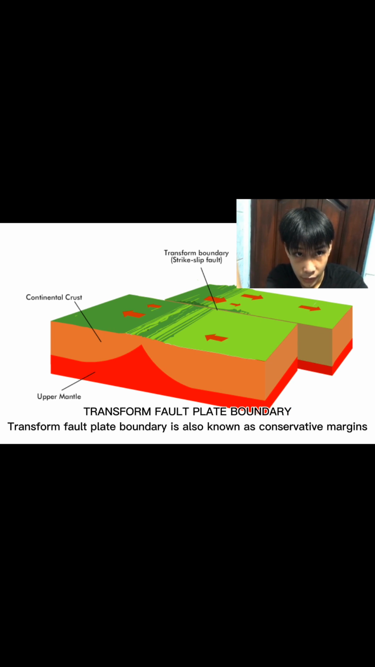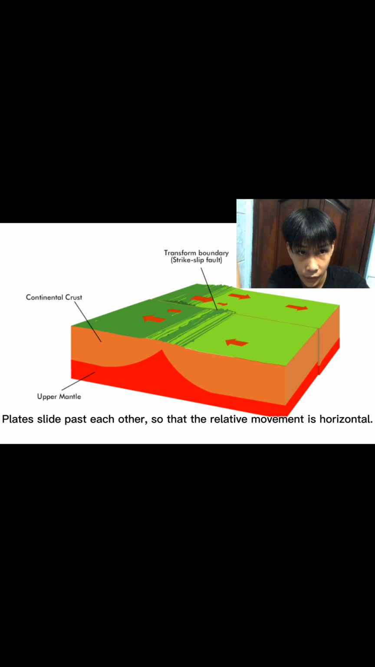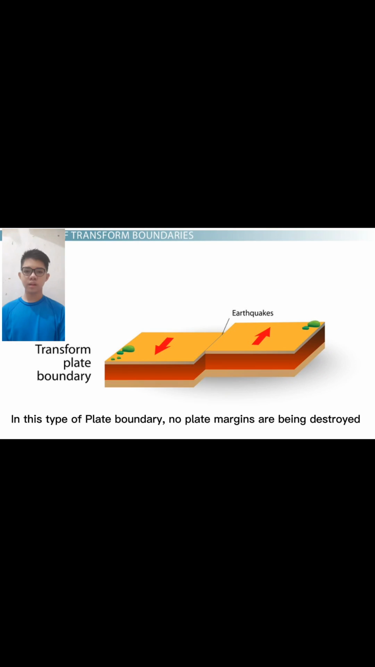Transform fault boundary. Transform fault boundary is also known as the conservative margin. The plates slide past each other so that the relative movement is horizontal. In this type of plate boundary, no plate margins are being destroyed or formed. Rather, it forms mostly the shaking of the ground known as earthquakes.